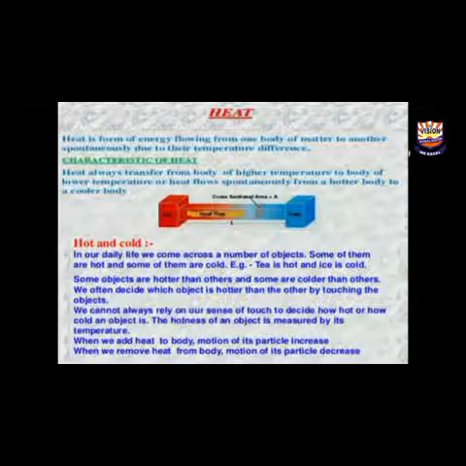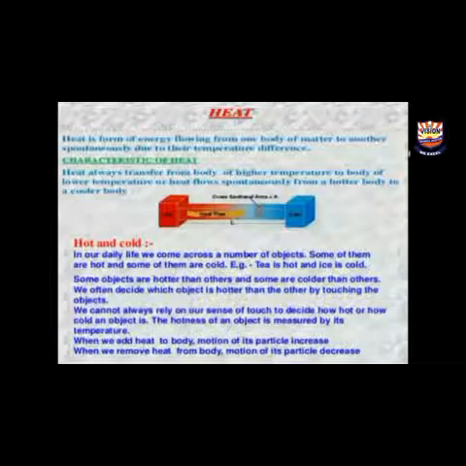Now, let me explain what are the main characteristics of heat. Heat always transfers from a body of higher temperature to a body of lower temperature, or we can say that heat flows spontaneously from a hotter body to a cooler body.